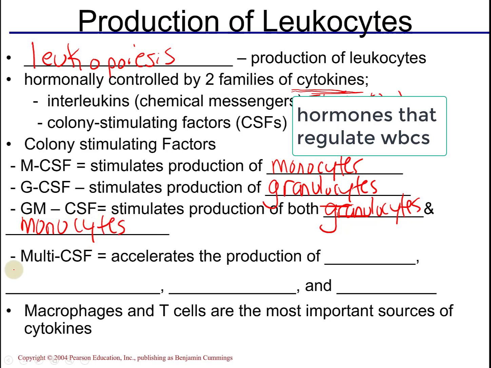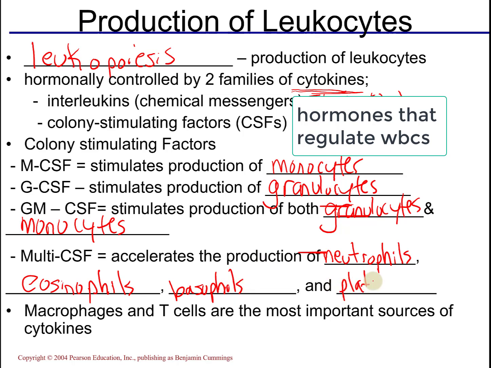And then there's another one, multi-CSF, which stimulates production of neutrophils, eosinophils, basophils, and platelets.